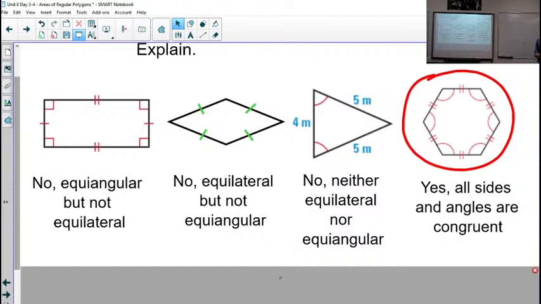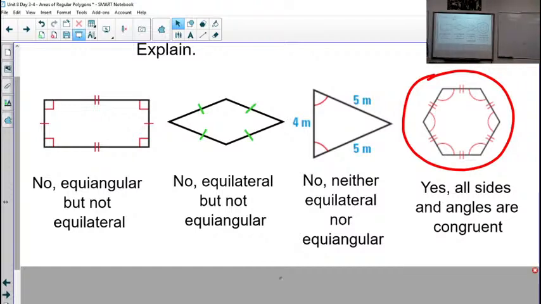Okay, so that's all definitions. Now we're going to get to talking about the formula and how it gets made. So any questions on the definitions or terminology before we start diving into our formula? All right.